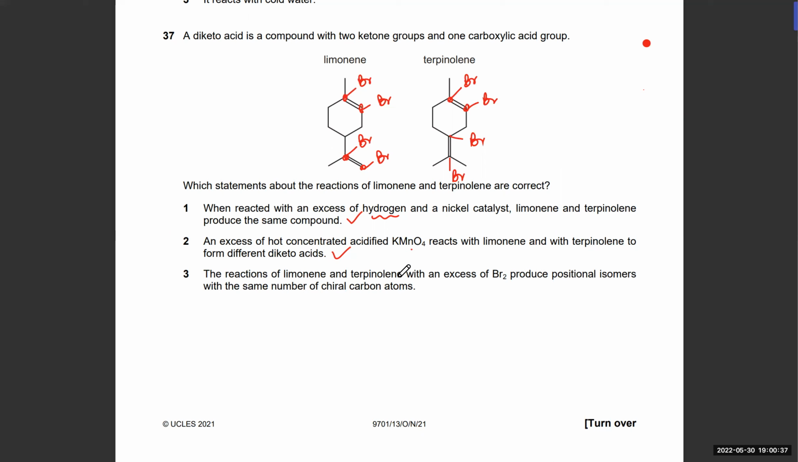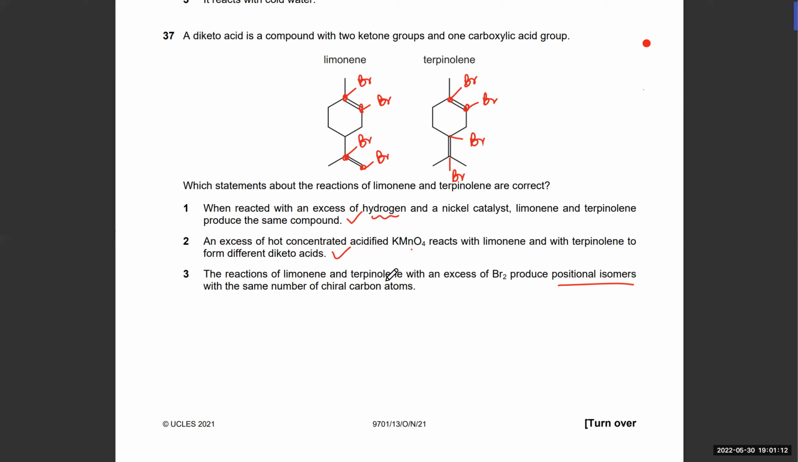Does it produce positional isomers? Are these positional isomers of each other? They're honestly the same. Everything looks the same, but they are positional isomers because the Br position is different. Over here it's the same, but over here there's a Br at the end, and on this side it's positionally different, right? So they are positional isomers.